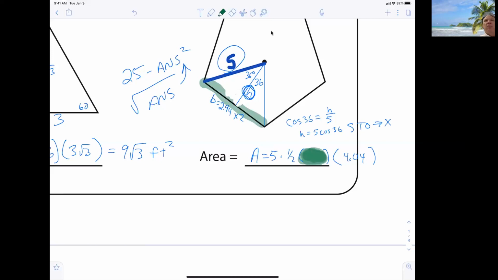Times 5 times 0.5 times the stored x value. Hit x and then hit equal, and you should have the answer. Area equals... Yay, 59 point, what about? 441. And then whatever, units squared. Just remember we're doing area.